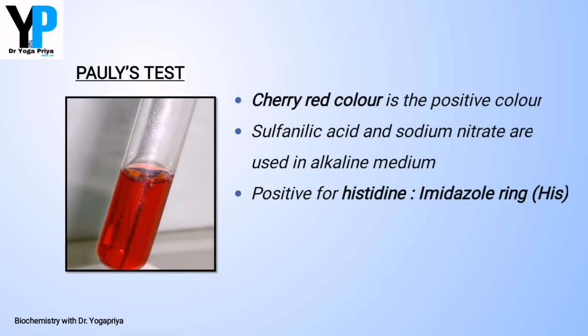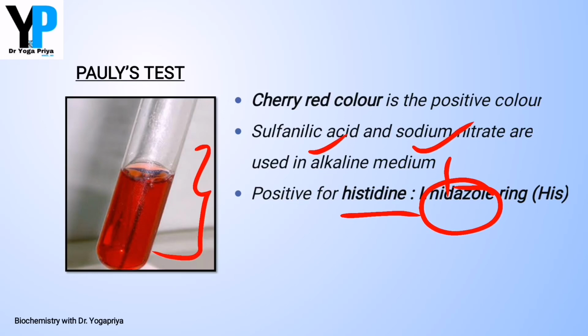The last test to discuss is Pauly's test. This is specific for the imidazole ring containing amino acid, which is nothing but histidine. So to the patient sample, we have to add sulfanilic acid and then sodium nitrite and also sodium hydroxide, which provides the alkaline medium. All these things combine with each other to form a cherry red color, which shows the positive test result, and it is positive only in case of histidine, the imidazole group containing amino acid.